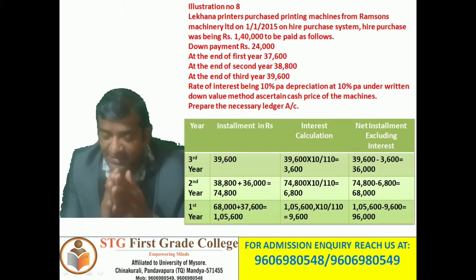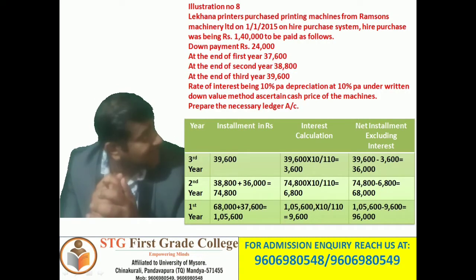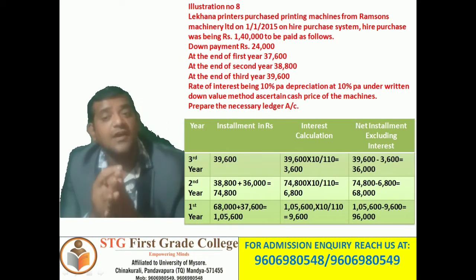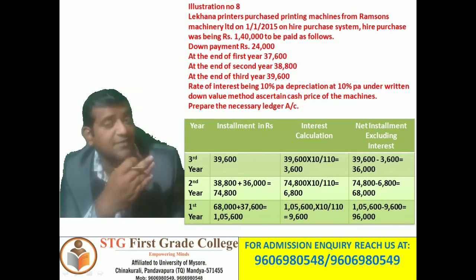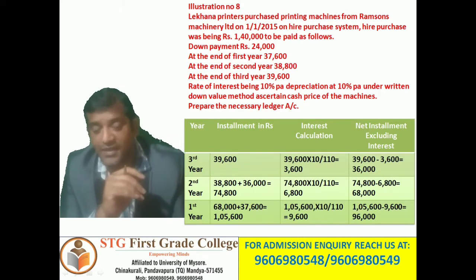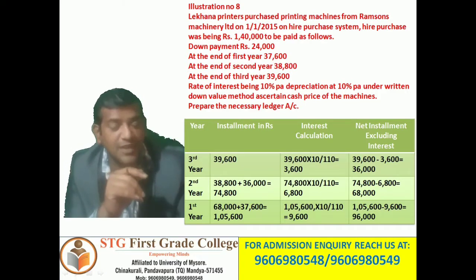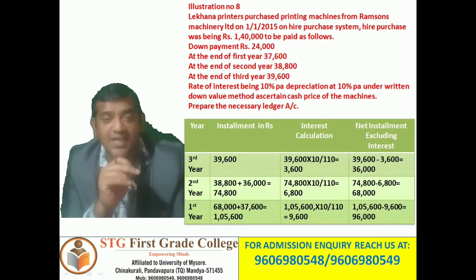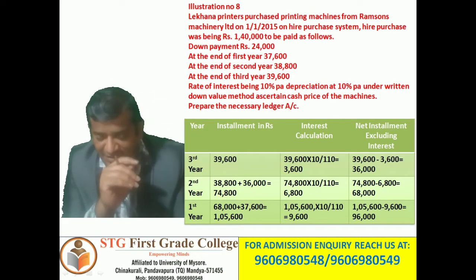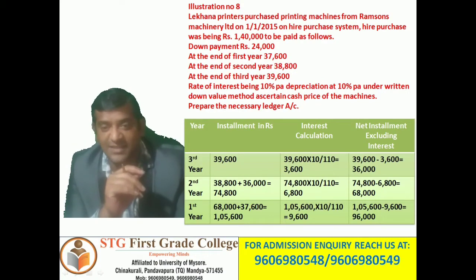So let us take the annuity table with 4 columns: year, then installment in rupees, then interest calculation, then net installment which excludes the interest money. We have to do this in reverse order, which I have already taught you. So first take down the third year. Third year installment, how much? 39,600. Take down installment in rupees 39,600.